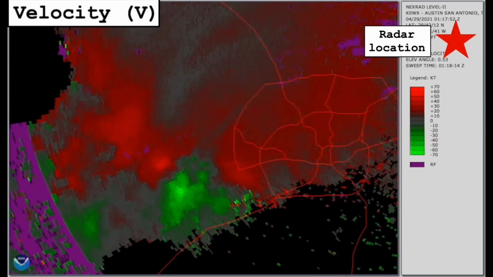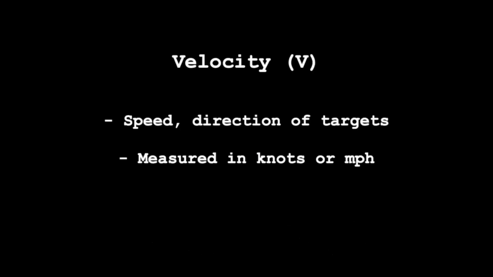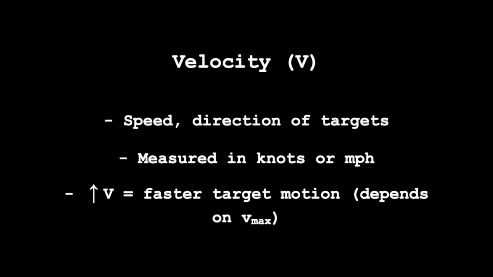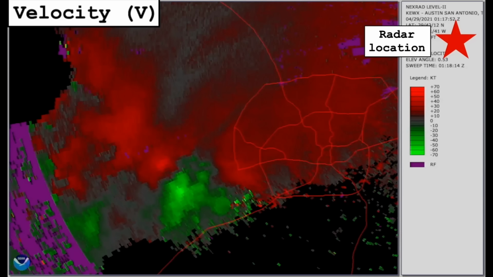Depending on the radar program you're using, velocity is measured in either knots or miles per hour. Typically, higher velocity values indicate targets moving more quickly, but, as we mentioned earlier, this depends on the radar's maximum unambiguous velocity. Again, we'll get into this in depth later on in this module. The velocity of a target that you see on a radar program will almost always be slightly less than the actual velocity of the target because radars are at fixed locations, meaning that they can only measure how fast a target is moving toward or away from the radar itself. This is called radial velocity.